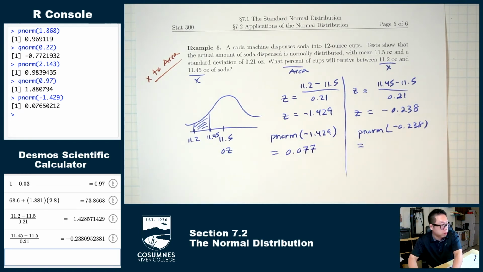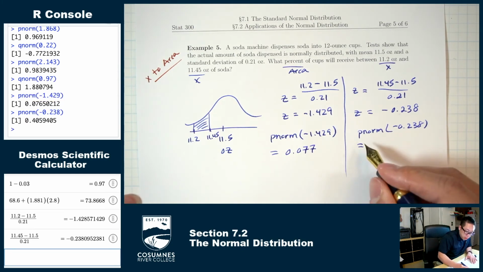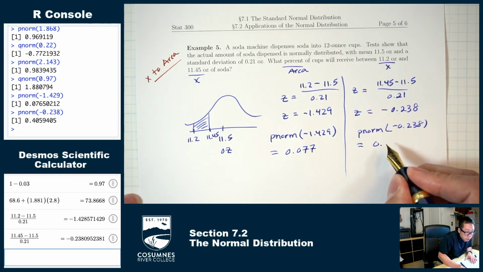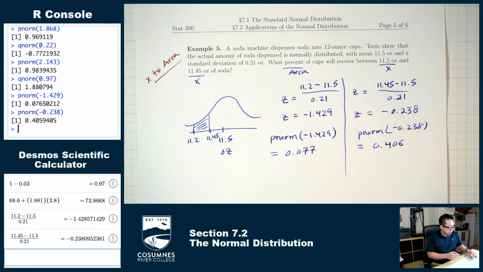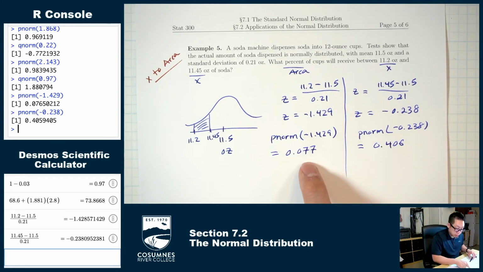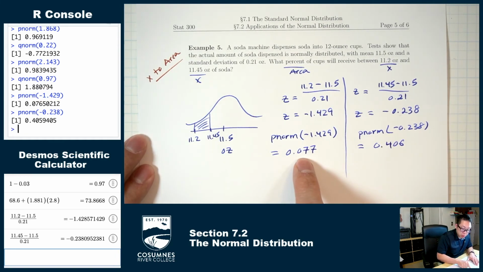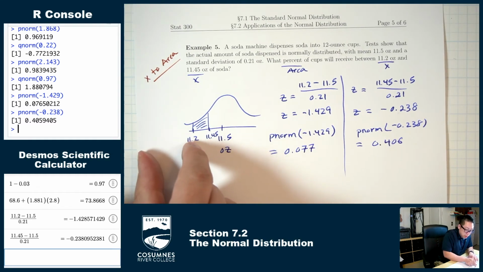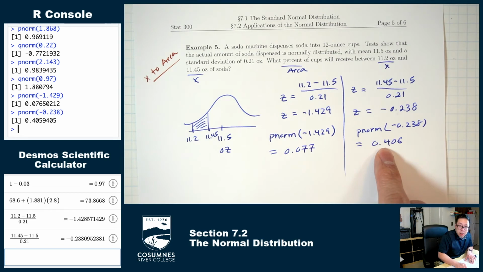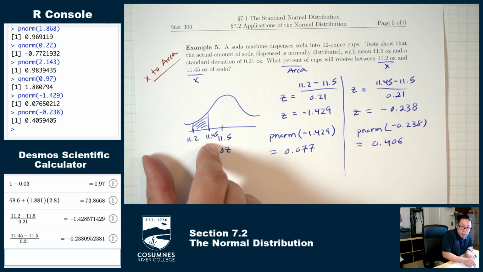The other p-norm, so p-norm negative 0.238, 0.406. Okay, so these are areas. 0.077 is the area to the left of the 11.2. 0.406 is the area to the left of 11.45.